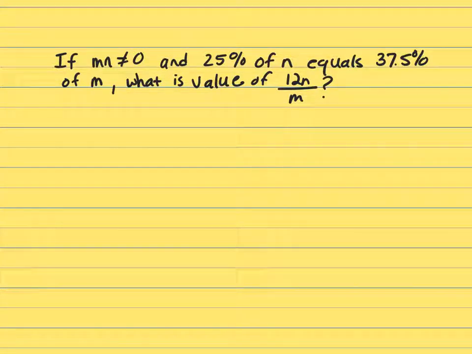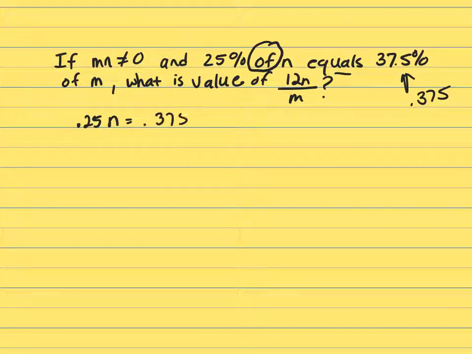All right, I'm going to just read the problem and write some equations. Note this word "of" means multiplication. So 25% of n, so 0.25 of n, times n equals 37.5% of m, and change that to a decimal, that's 0.375 m. And we're trying to figure out what is 12n over m.